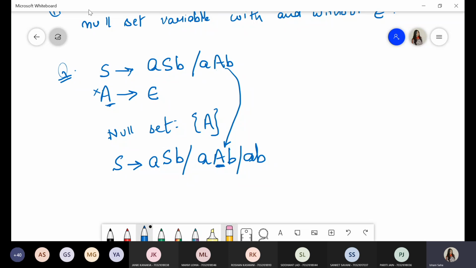Got it? Now you would say, I have already removed A, why are we writing this production? So this we will do in the later elimination, that is elimination of the useless production. There we will remove this also.